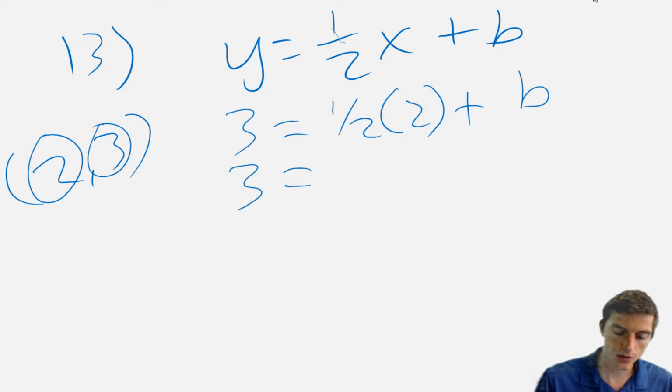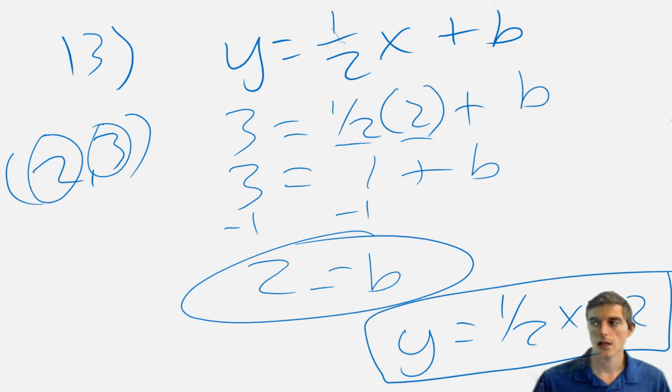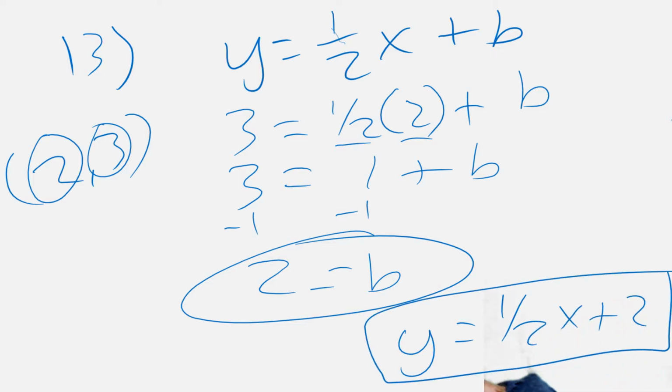So I get 3 equals, well, half of 2. Half times 2 is 1. So all I have to do is subtract 1 from both sides. And I figure out that my b value is 2. So what's the equation of my line? They gave me the slope was 1/2. And I just figured out that my y-intercept's 2. Like that.